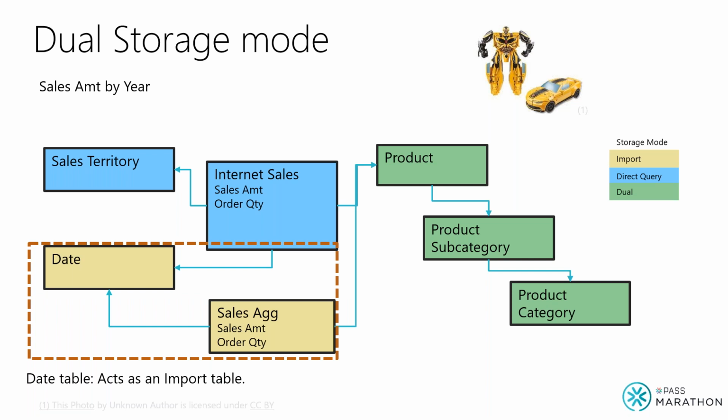And if a query comes and it asks for sales amount by year, this query can be answered from the aggregation table that happens to be in memory. So date, because it's dual, can also act as if it's in memory, and everything's answered from memory in this case.